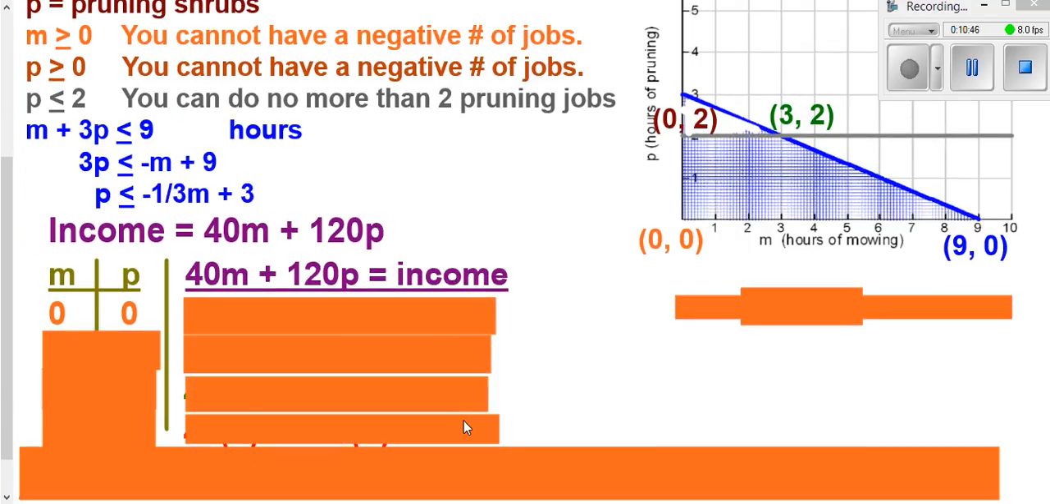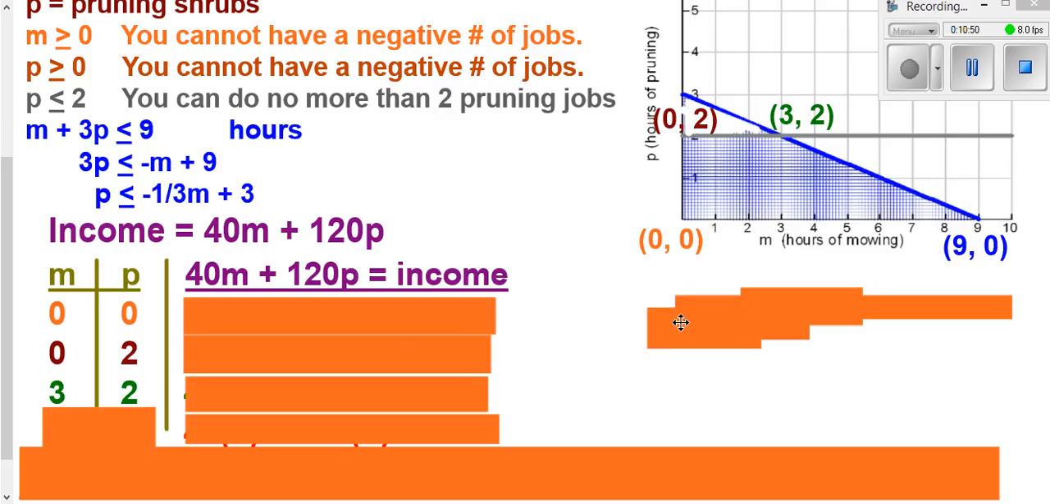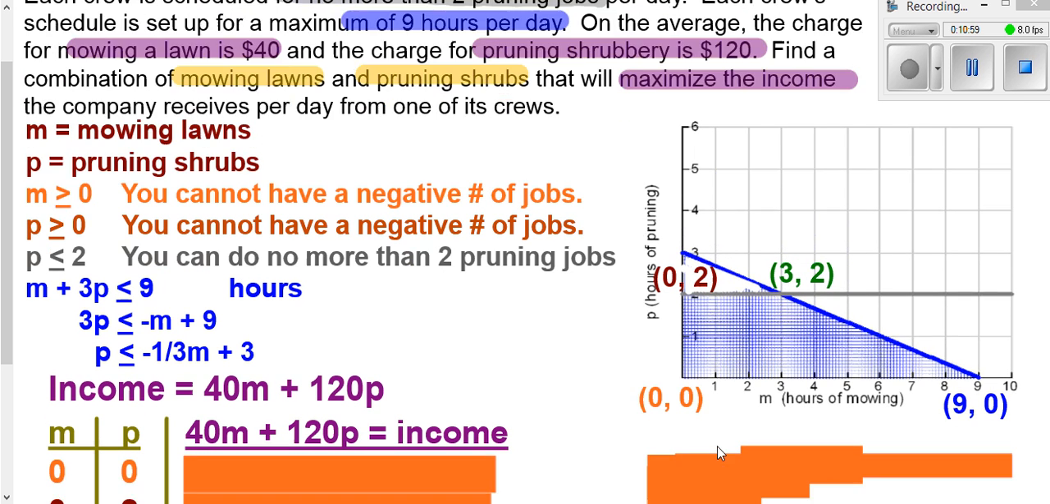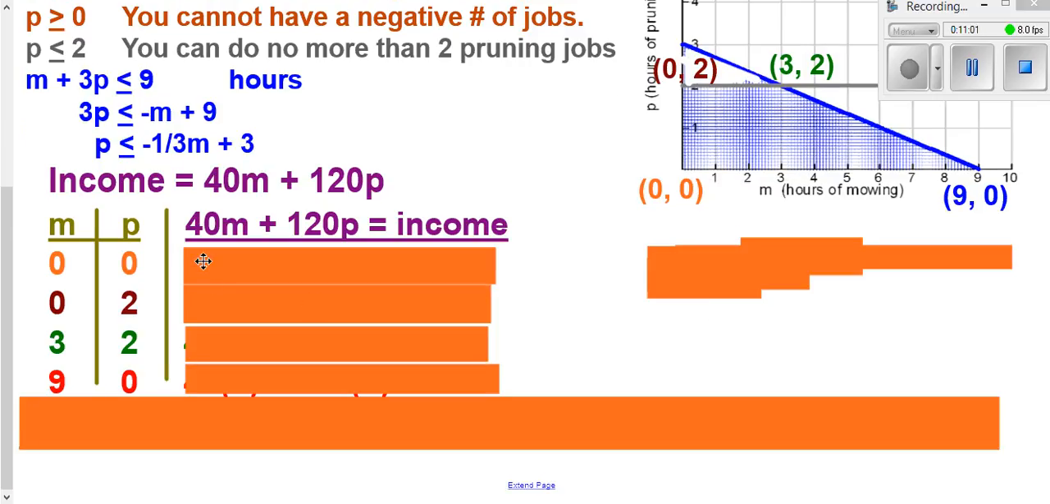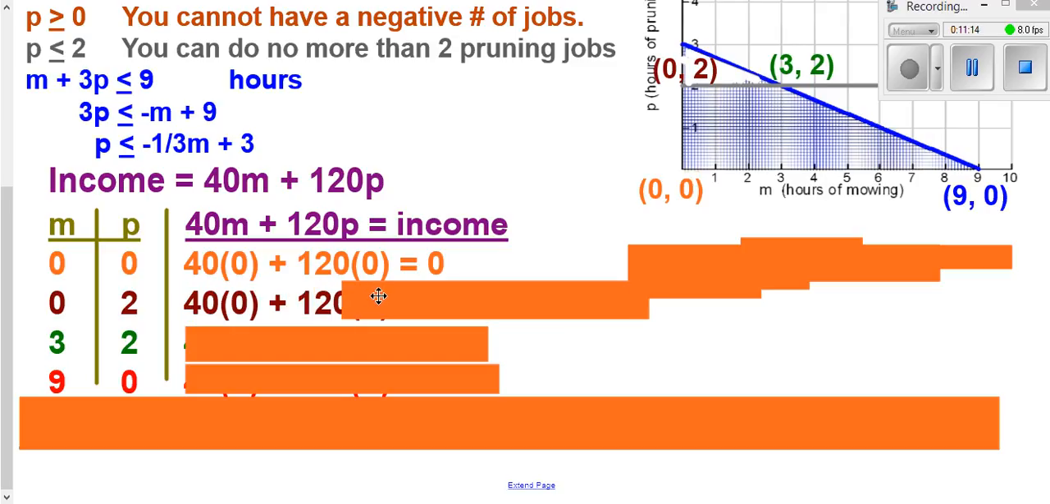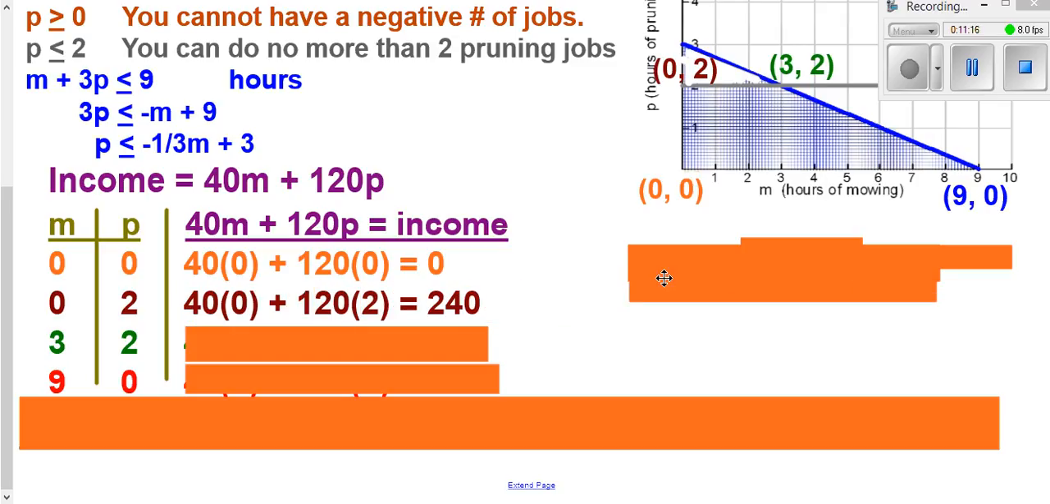So I'm going to take my corner points, put them in my chart, and then plug each one of my corner points into the function that I'm trying to maximize. Sometimes you'll be trying to minimize, but it says we're trying to maximize. So we plug in 0, plug in 0. Well, of course, if you don't have any work to do, you're not going to be making any money. So we kind of knew from the beginning that that one wouldn't work. Plug in 0 for the mowing, plug in 2 for the pruning, and we get 240.